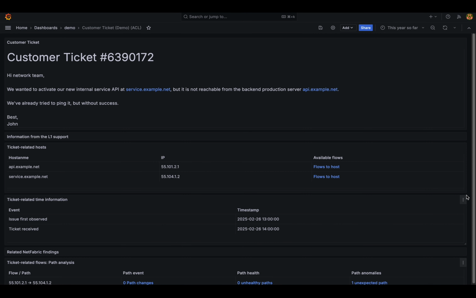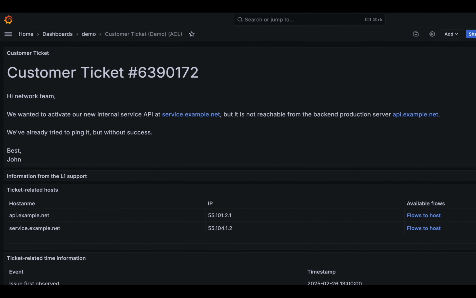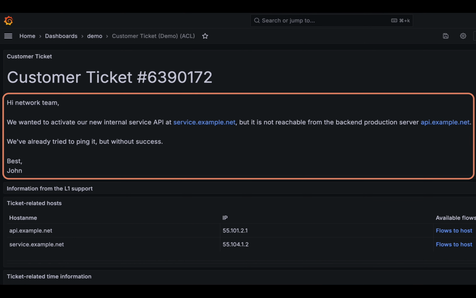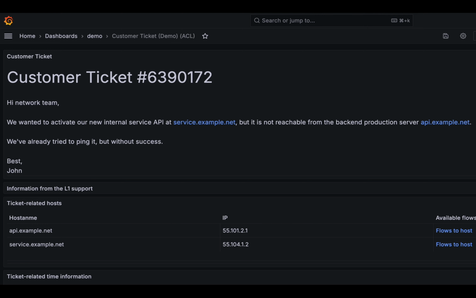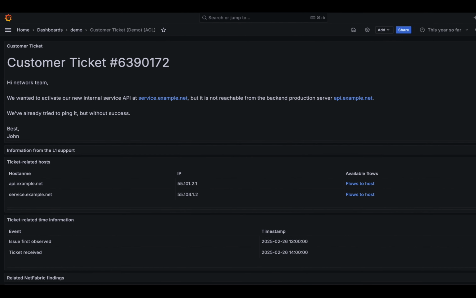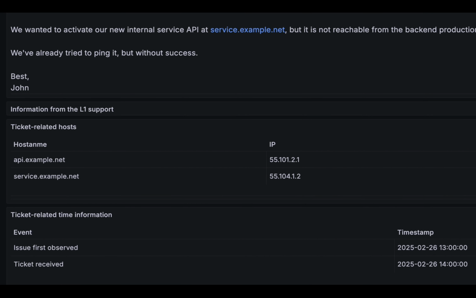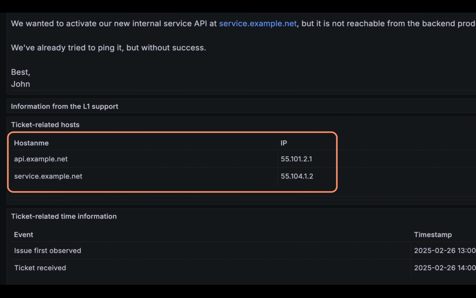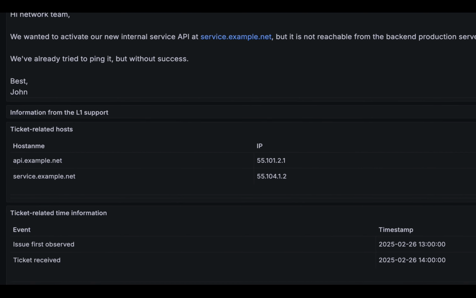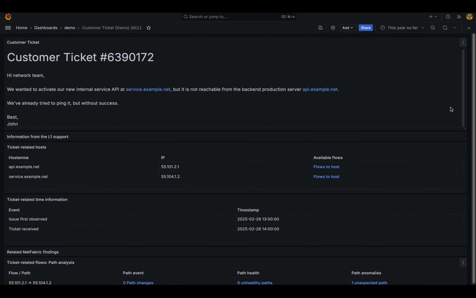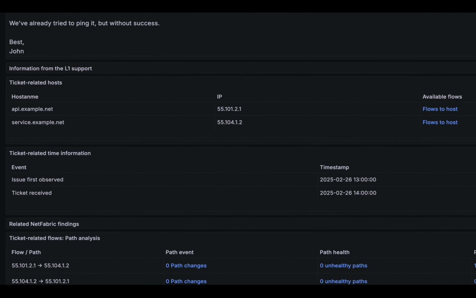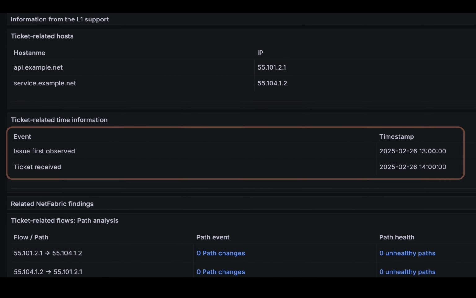John, one of our customers, has reported that their new internal service API is unreachable from their backend production server. They have already attempted to ping the server unsuccessfully, indicating that the issue may be network related. The L1 support already resolved the host names to the IP addresses for us, as we can see here. And they also added some basic timing information to the ticket, providing a rough estimate of the time span to be analyzed.